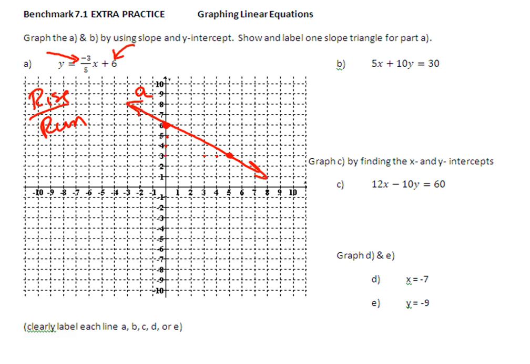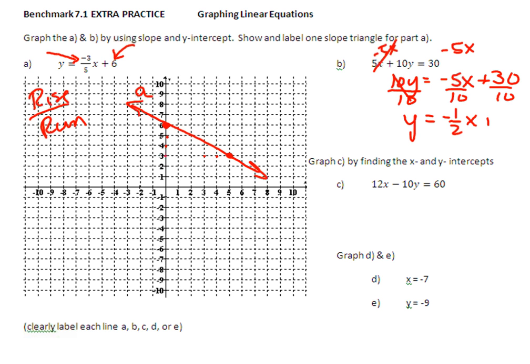Line B, we have to do the same method. We can't use the intercept. It says use slope and y-intercept. So we need to solve for y. So I'm going to subtract 5x from each side. And I'm going to put it first, just so it's in slope-intercept form when I'm finished. And I get 10y equals -5x plus 30, divide by 10. y equals -1/2 x, leave that as a fraction, plus 3.